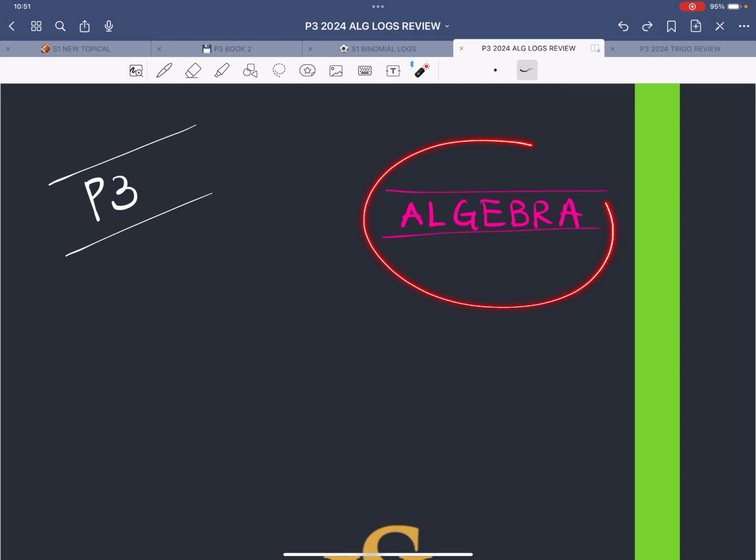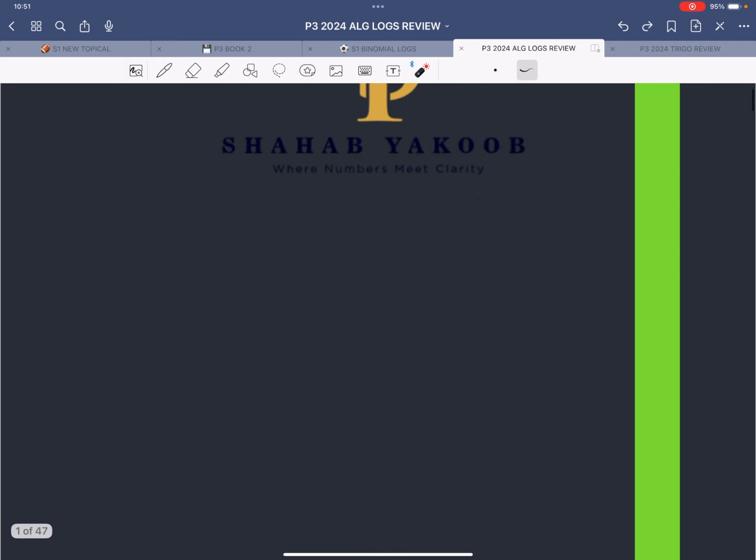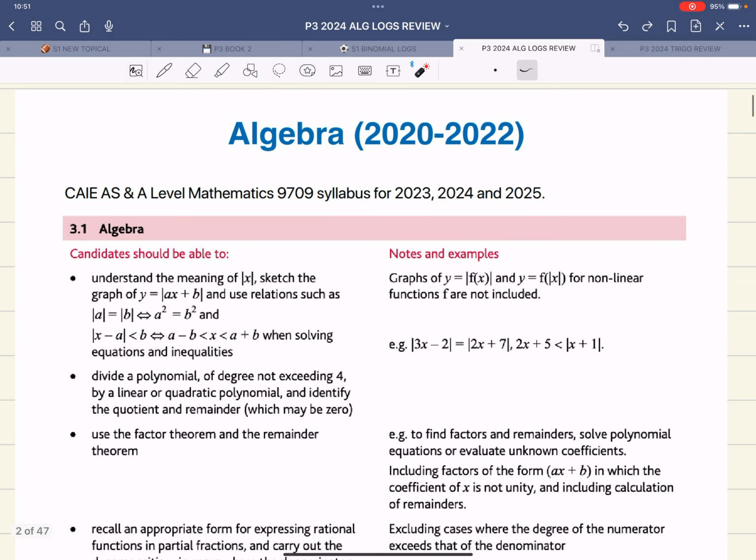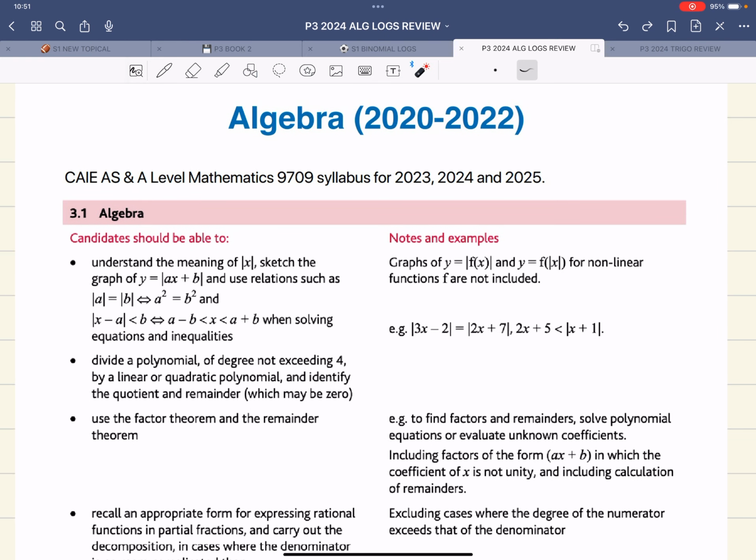Now the focus is on algebra. Algebra is part of P3 and there are 4 subtopics of algebra. So let's look at the syllabus so we can understand it thoroughly. Now there are 4 major topics. Let me highlight them. The first one is about modulus.